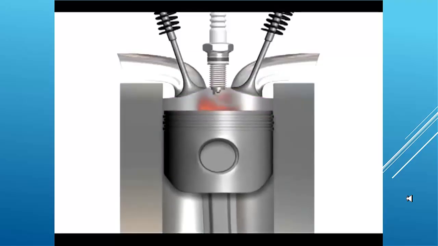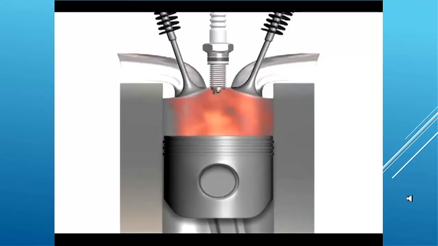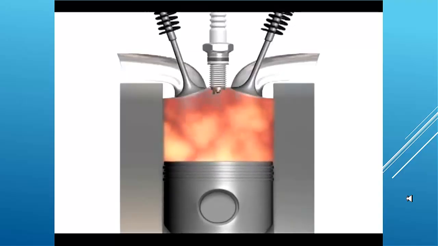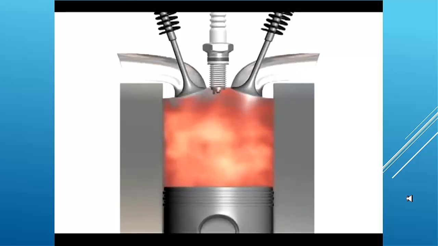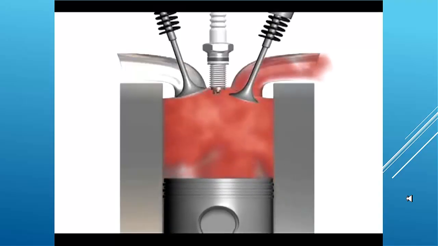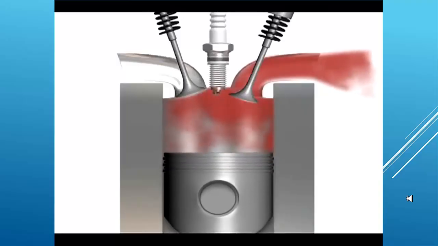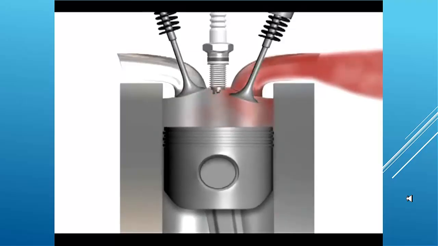Third, the spark plug ignites the air-fuel mixture, causing it to burn explosively, which forces the piston into another downward stroke. This is called the power stroke. The fourth stroke is the exhaust stroke. As the piston begins its second upward stroke, the exhaust valve opens and the burned air-fuel mixture is forced out of the combustion chamber through the exhaust valves.